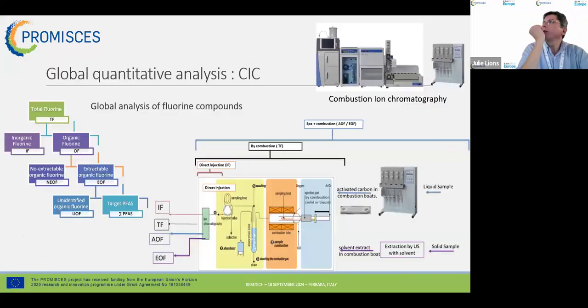Regarding the global quantitative analysis, using this method I rapidly introduced, we are able, using this device, to quantify the total fluoride, the inorganic fluoride, and also the AOF and the EOF. The AOF is for the liquid sample, where we will sorb the PFAS on activated carbon, and then we will quantify the quantity of PFAS adsorbed on the carbon. This is for the liquid sample, and for the solid sample, we will extract the PFAS using a solvent, and then we will quantify this fraction.